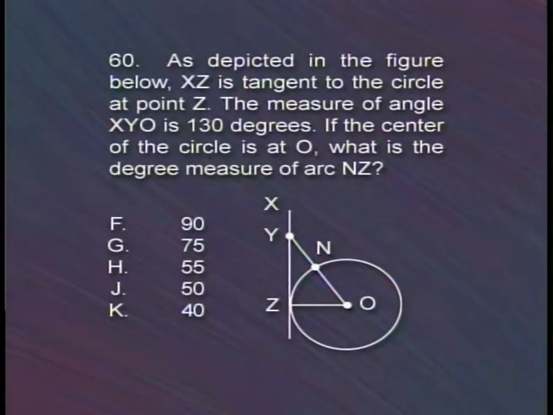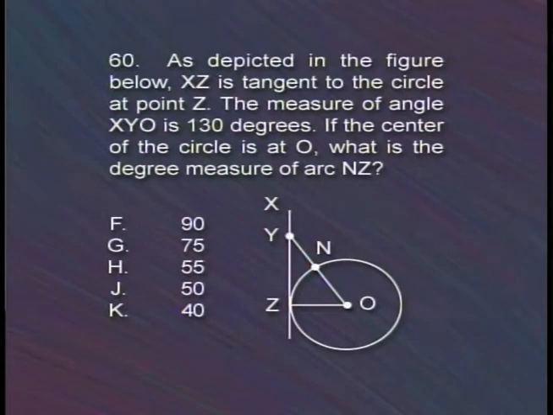Problem 60. As depicted in the figure below, XZ is tangent to the circle at point Z. The measure of angle XYO is 130 degrees. If the center of the circle is at O, what is the degree measure of arc NZ?